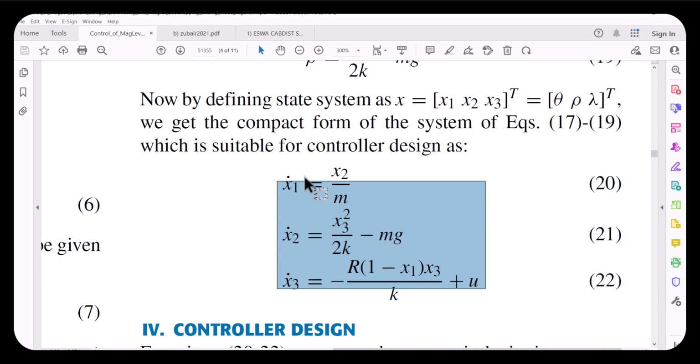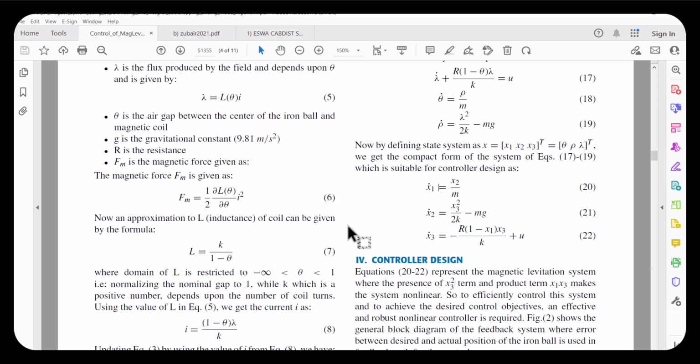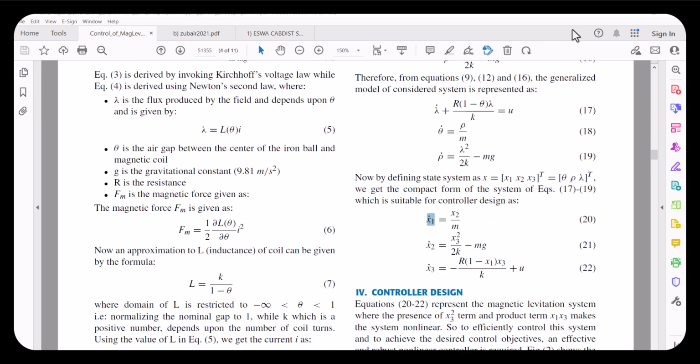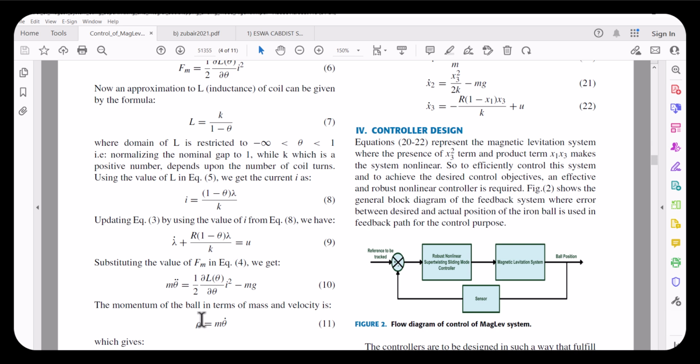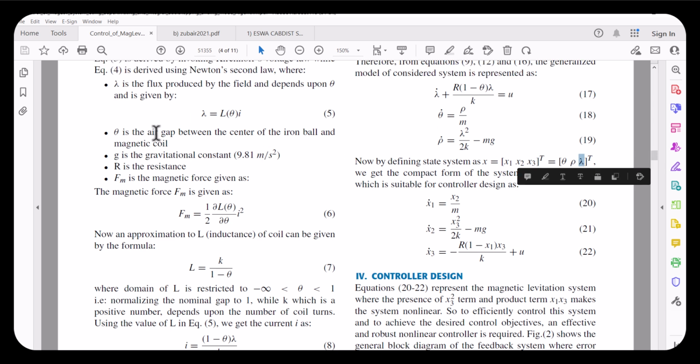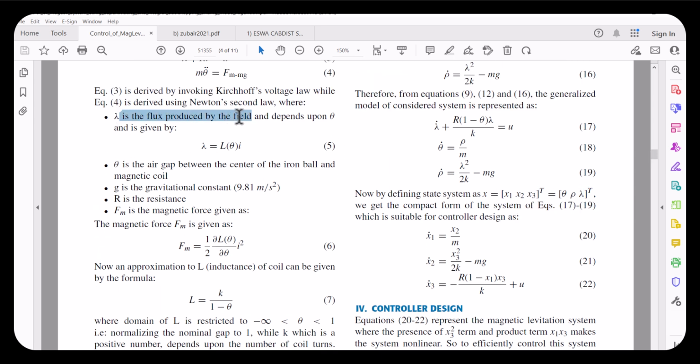If you read this paper, all these states are defined. The x1 state represents, I believe, this theta, and this theta is defined as the air gap between the center of the iron ball and the magnetic coil. This x2, rho, is defined here as the momentum of the ball, and this x3, represented using lambda, is the flux produced by the field.